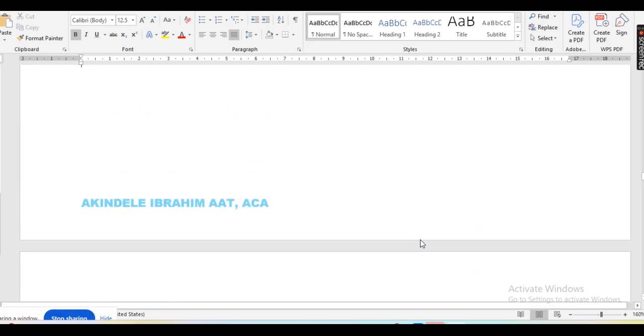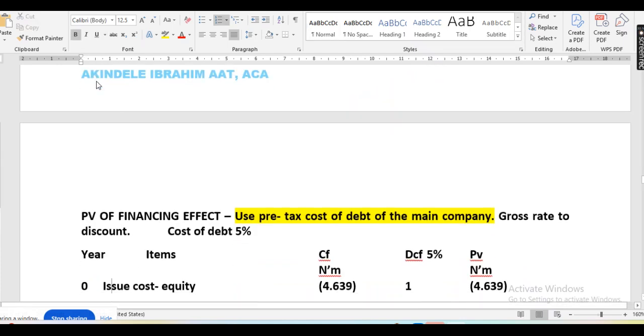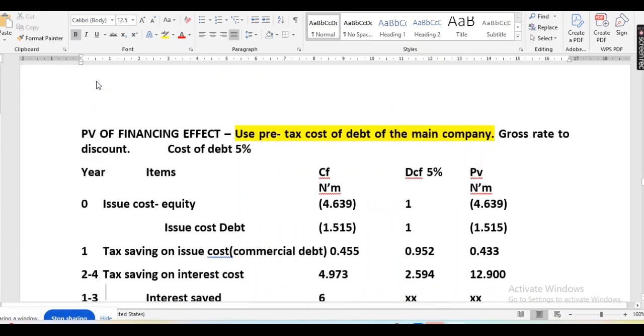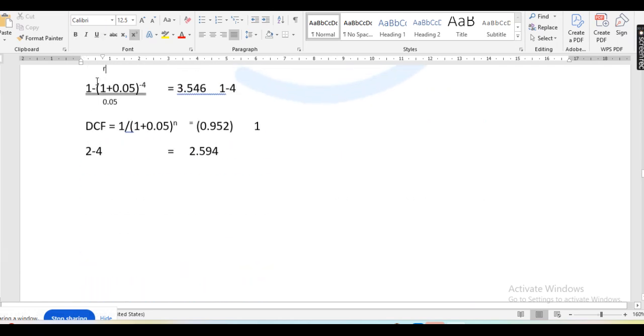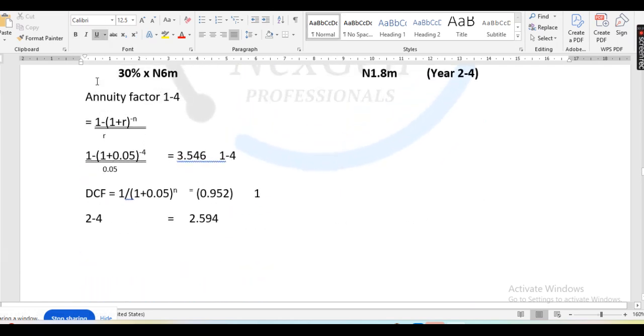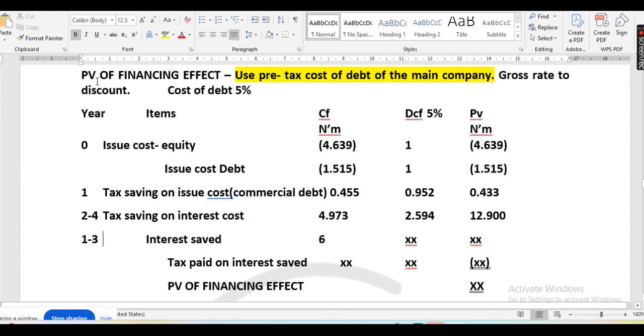If you don't know, this is the formula here for annuity. And the number of years you are looking for. Wait, I think there's a mistake. Is there no mistake here? The number of years is what? Okay, that's fine. So this is from year 1 to year 3. Just do your annuity raised to power minus 3. Right? So what do you have?